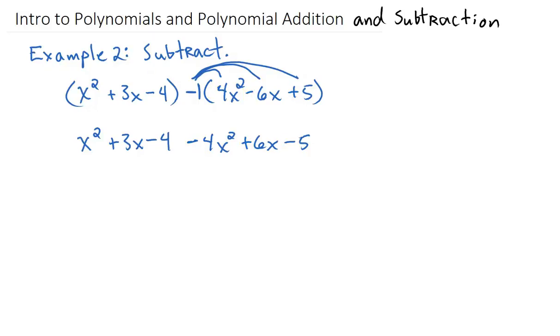But once we get that done, we're back to just combining like terms. So if I take the x squared minus the 4x squared, that gives me a negative 3x squared. Now if I take the 3x plus the 6x, that's going to give me plus 9x. And then, lastly, I will combine my constants to get a minus 9. So that's it. My final result is negative 3x squared plus 9x minus 9. I can't combine anything else there because I don't have any like terms. So that's subtracting polynomials. So go ahead and give some of these problems a try on your own and see how you fare.